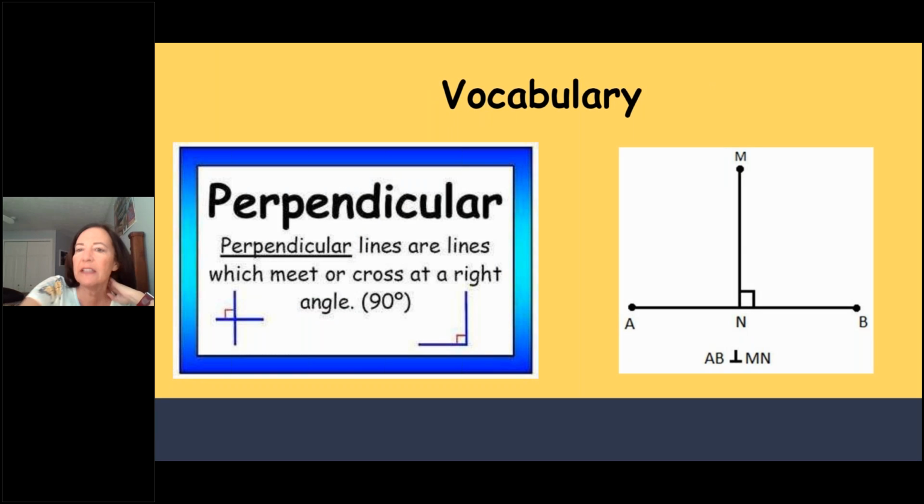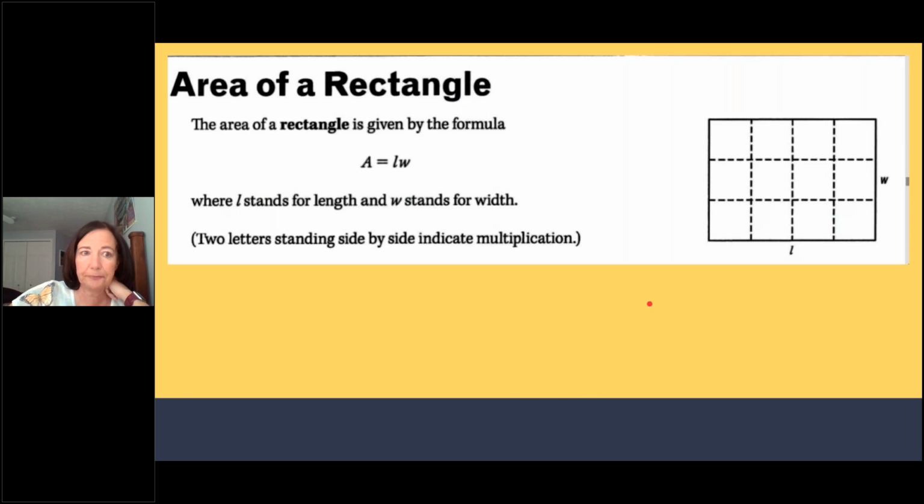So what does perpendicular mean? That's pretty important to our lesson today. Perpendicular are any lines which meet or cross at a right angle. So you can see, when you've got perpendicular lines, it's customary to kind of finish out the square. Put that symbol to show you that those lines are perpendicular. That angle would be 90 degrees. So that's an example. And then here's another example.